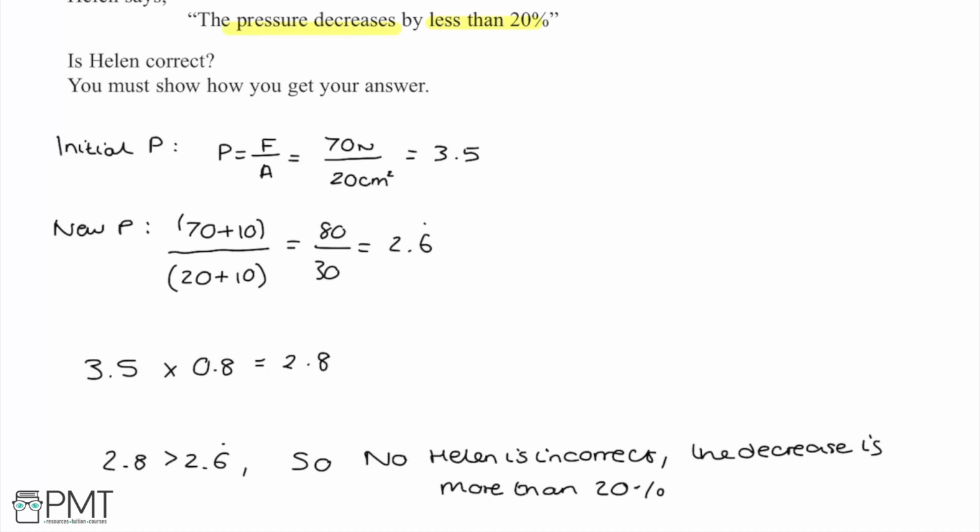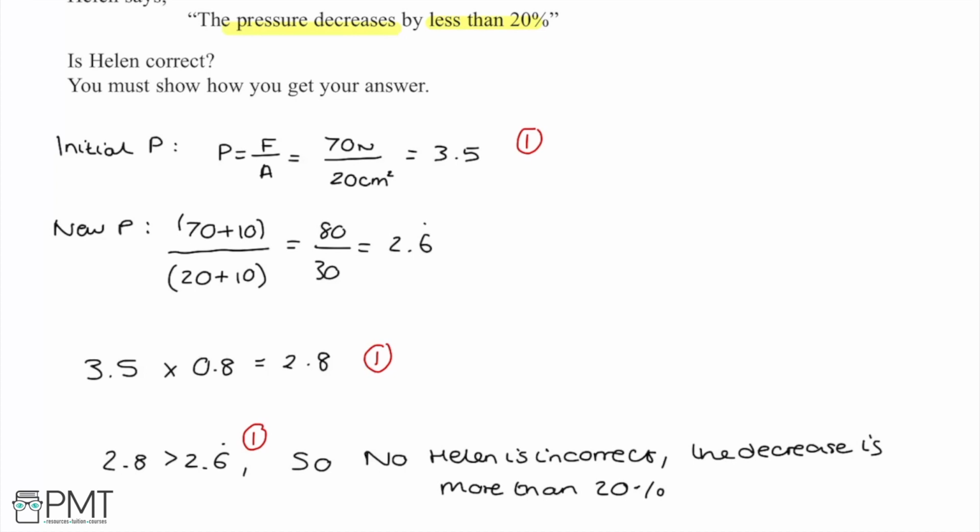As for how the marks are awarded, the first mark is for calculating the initial pressure or the new pressure, one or the other. Then the second mark is for a more complete process to make this comparison, so this step here, multiplying by 0.8 to find 80%. And the final mark is for this correct conclusion, working with these two values and coming to this conclusion, as long as we've supported the conclusion with these values.